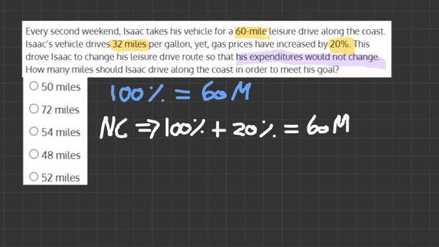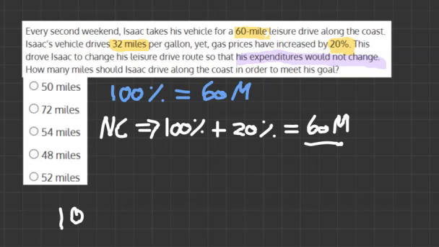But the question says that Isaac doesn't want to spend any more money, and right now he's spending 120% of what he was going to spend. So instead, we need to move this 120% back to 100%, and however we do that, we do the same thing for our 60 miles, and that will tell us how many miles Isaac should drive. So looking at 100% and 120%, and I'll write it at the bottom.